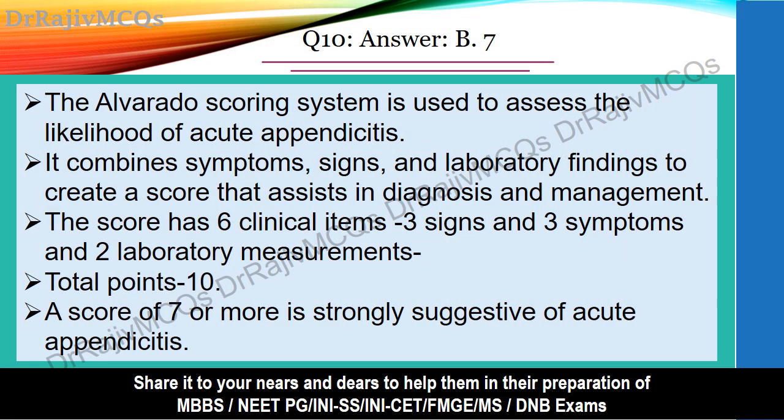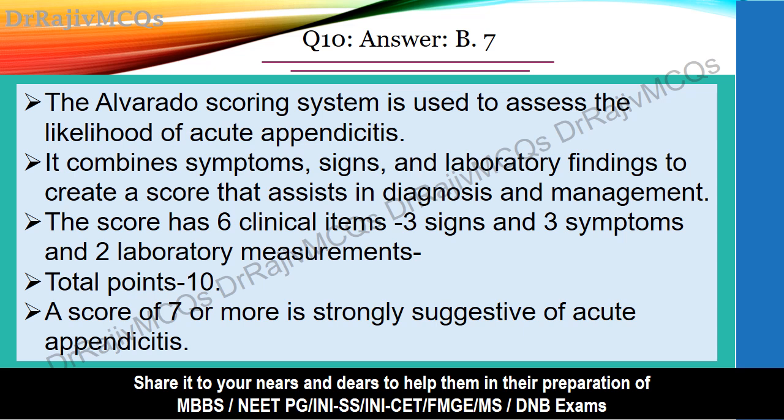The correct answer in question number 10 is option B. The Alvarado scoring system is used to assess the likelihood of acute appendicitis. It combines symptoms, signs, and laboratory findings to create a score that assists in diagnosis and management. It is also known by the mnemonic MANTRALS.